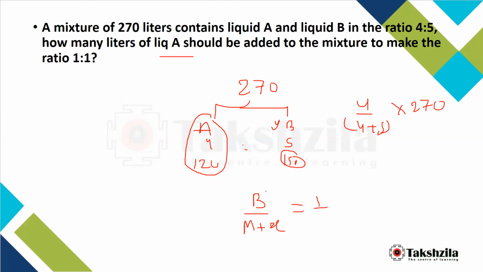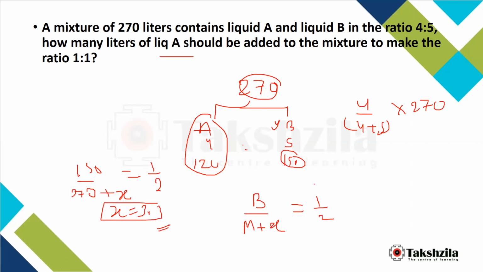Now we know that we have B as 150. Mixture we have as 270. And say X quantity of liquid A was added, and the ratio becomes 1:2. So this will be 300 and X will be 30. So 30 is the answer to this question. Hope this was clear. Easy question.